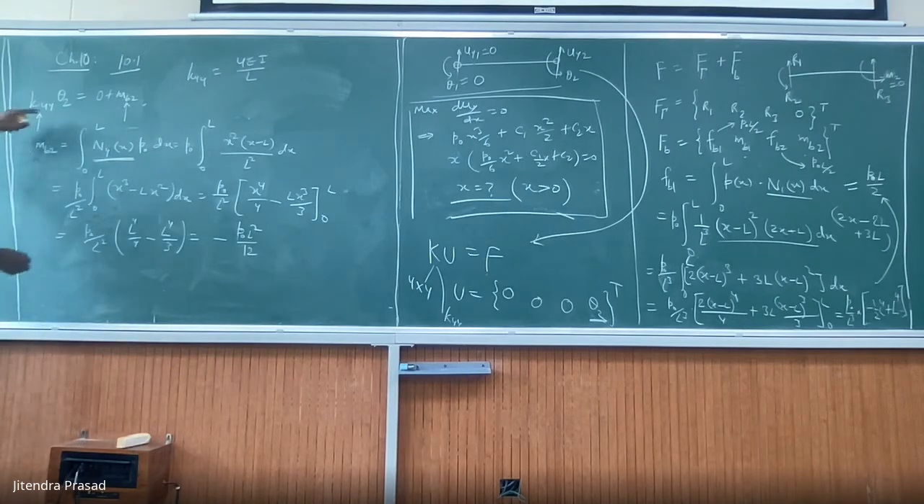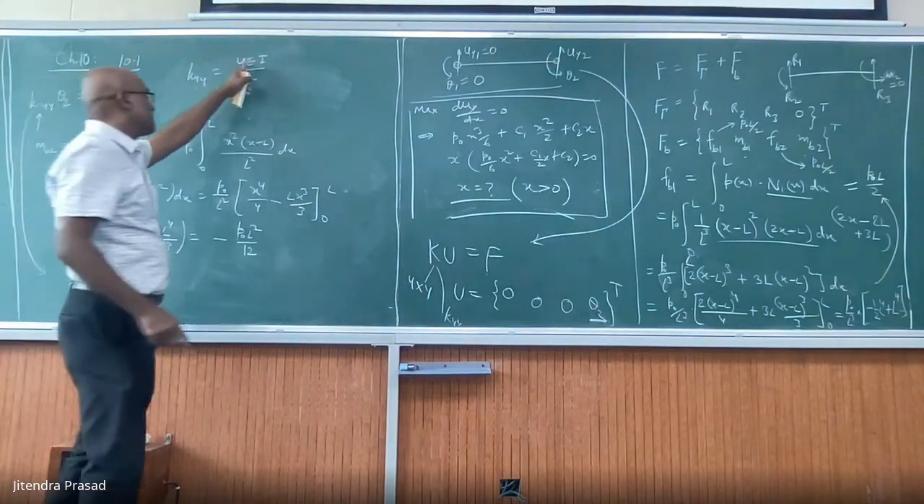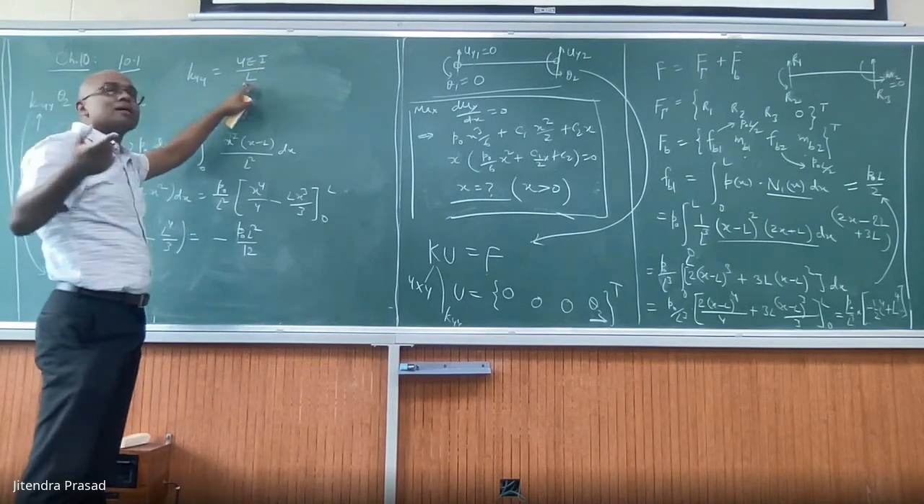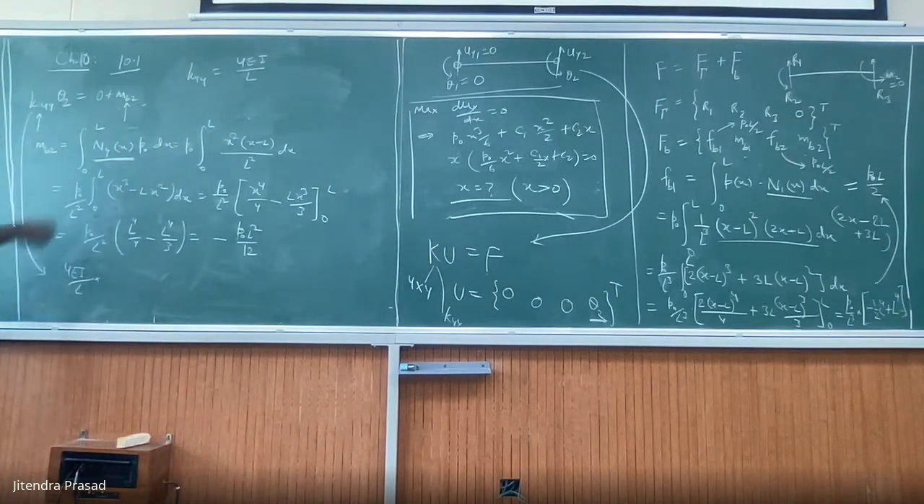Yeah. So you put those values here. K44 is 4EI over L. You can see here this multiplied by radian is equal to moment. So this should have a unit of a moment, right? And this one is what? E multiplied by I, Newton meter square, divided by meters, gives Newton meter. This is equivalent to the unit of a moment. So it's correct.